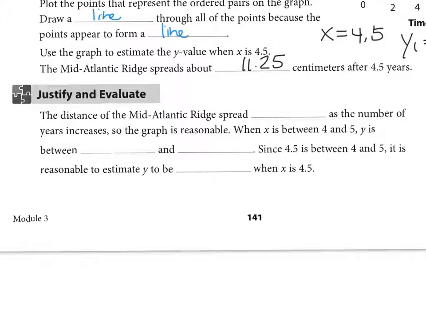So to continue with this problem, the distance of the Mid-Atlantic ridge spread increases, gets bigger. So the spread is growing as the number of years increases. So the graph is a reasonable representation. When x is between 4 and 5, y is between, okay, and then this is where we can get guesstimates. So it's between 10 and 12.5 because we calculated those particular values in our table. So since 4.5 is between 4 and 5 as far as our x values, then it's reasonable to estimate that y would be in the middle of 10 and 12.5. So if we take the middle of that, then that's where we get 11.25. Again, using the calculator would tell us exactly that value.